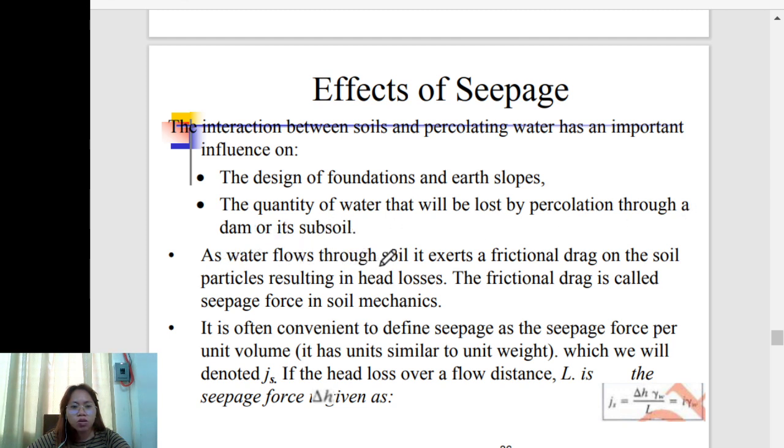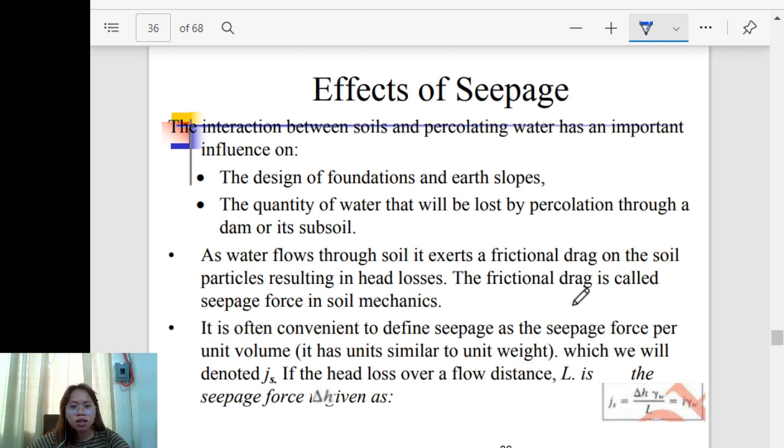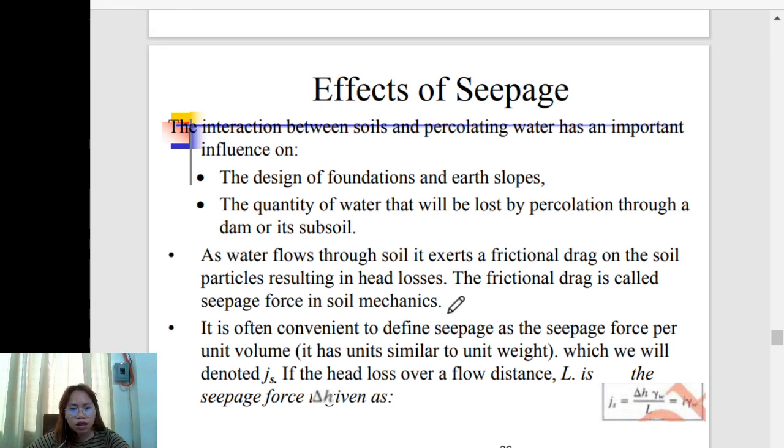As water flows through soil, it exerts a frictional drag on the soil particles, resulting in head losses. This frictional drag is called seepage force in soil mechanics. It is often convenient to define seepage as the seepage force per unit volume. It has units similar to unit weight, which we will denote J sub S.